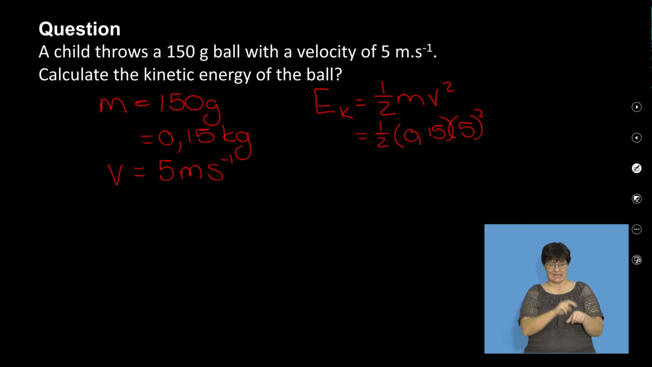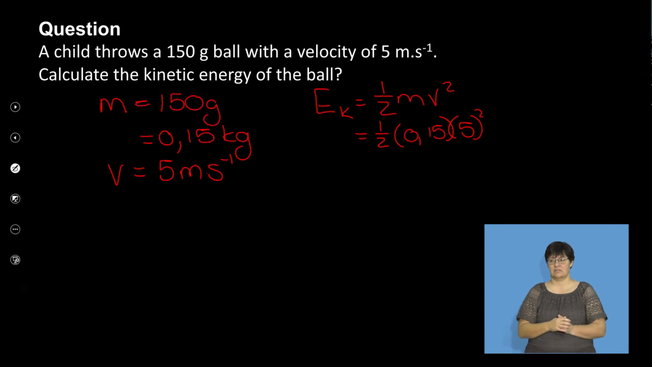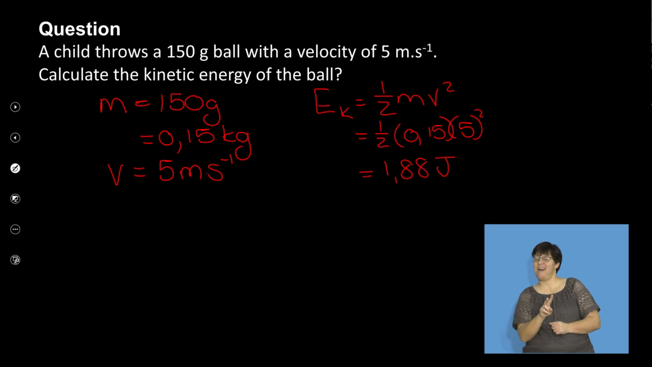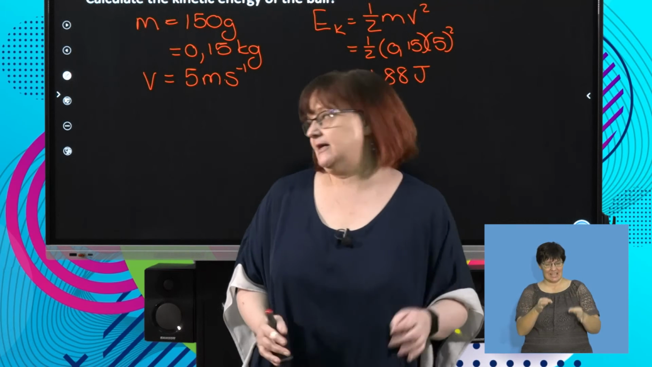I absolutely need my calculator. So it's a half, so 0.5 times 0.15 times 5 squared. And I get 1.875. Remember, we round off to 2 decimal places, so 1.88. And like I said, when I looked at it, I went, oh, it's going to be a small value. Mainly because the mass was so small. Okay, that was the big deciding factor for me.